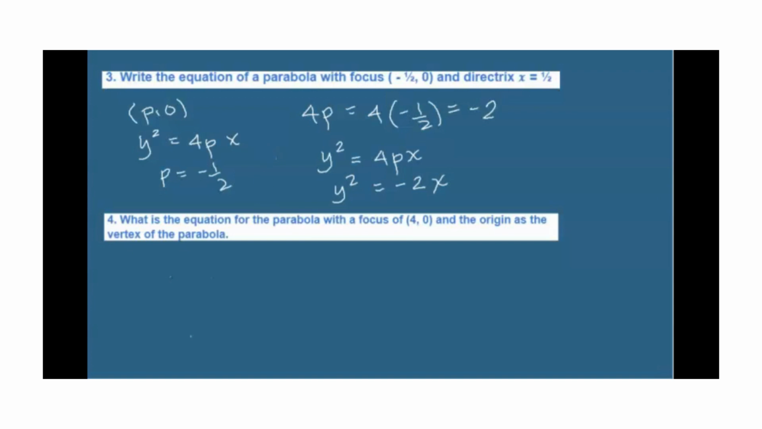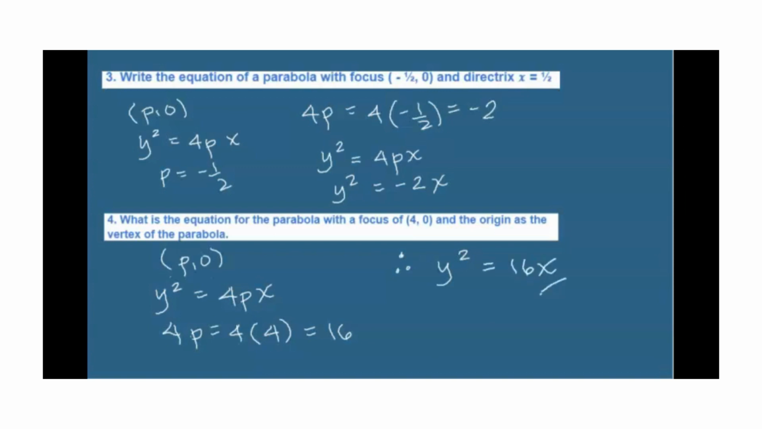Okay, next problem. What is the equation for the parabola with a focus of (4, 0) and the origin as the vertex of the parabola? So this is a similar problem to the previous one. So the focus is in the form (p, 0). Therefore, the standard form follows this: y squared is equal to 4px. So let's substitute and multiply 4p. So 4 times the p, 4, is equal to 16. Therefore, our equation would be y squared is equal to 16x.